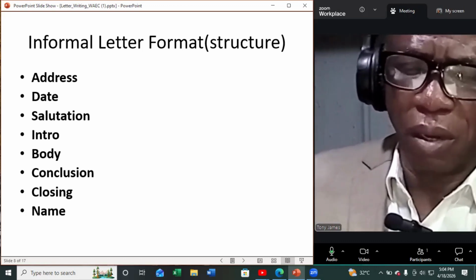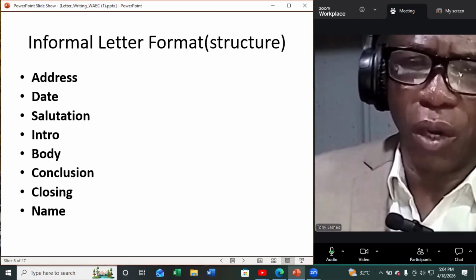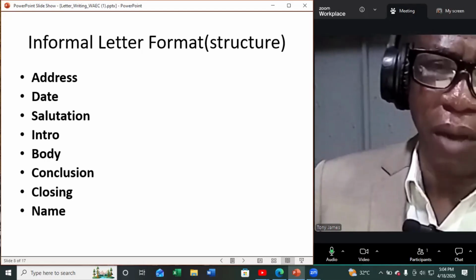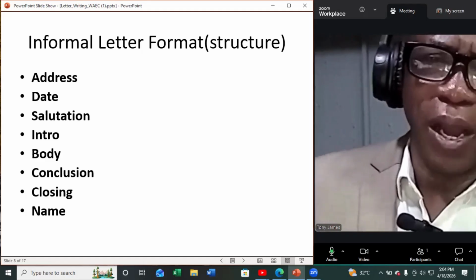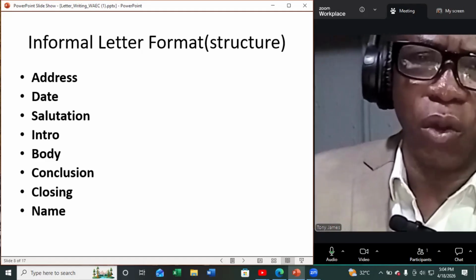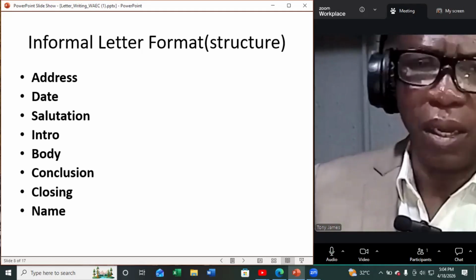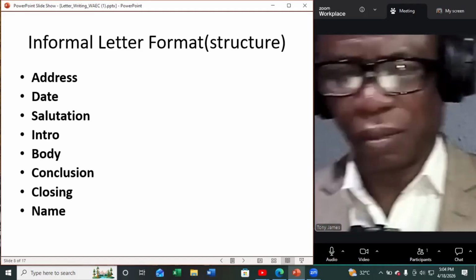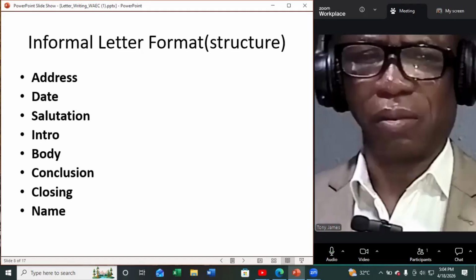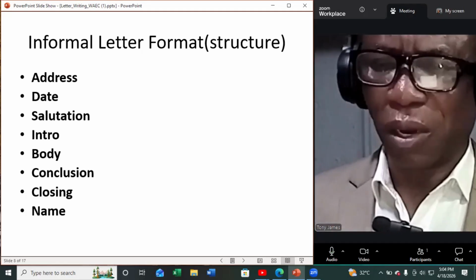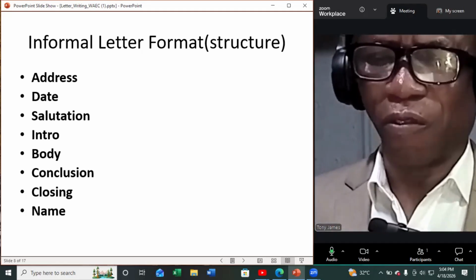Then after writing the conclusion, you do the closing remark. The closing remark is not a paragraph, but rather a form of greeting, or what we call the closing remark. And for an informal letter, it's always yours sincerely, or your friend. Yours sincerely, or your friend. This is the closing remark of an informal letter.